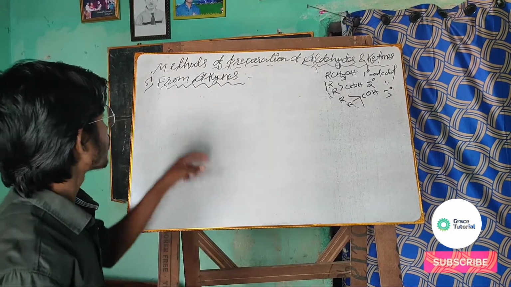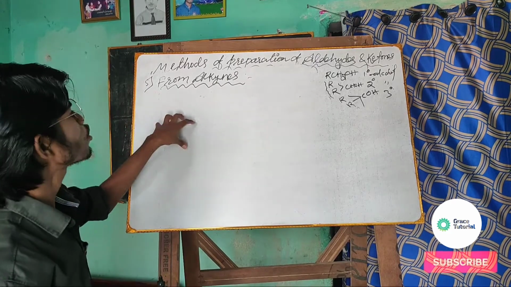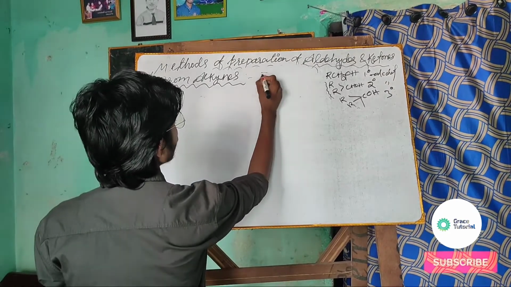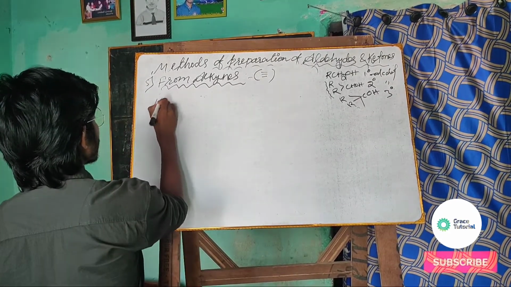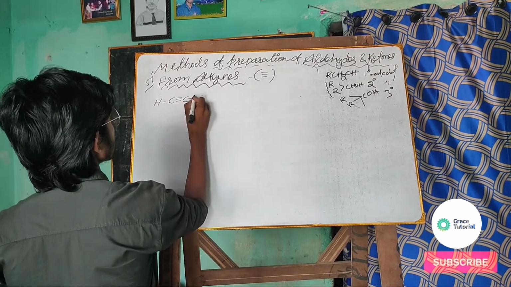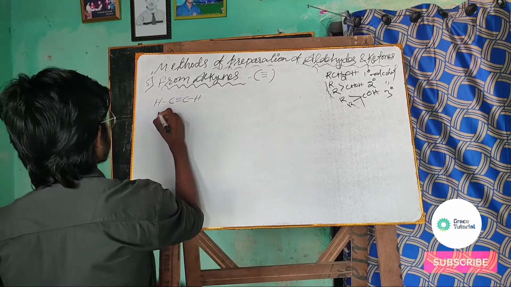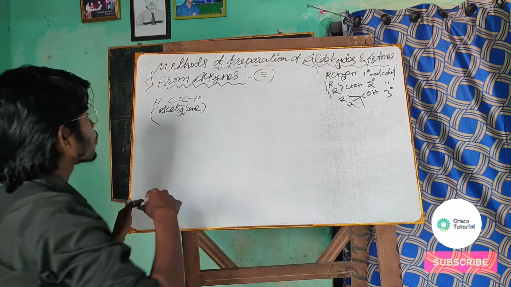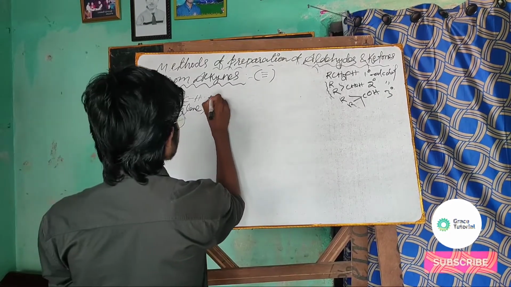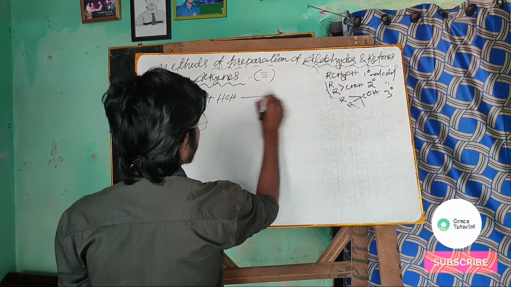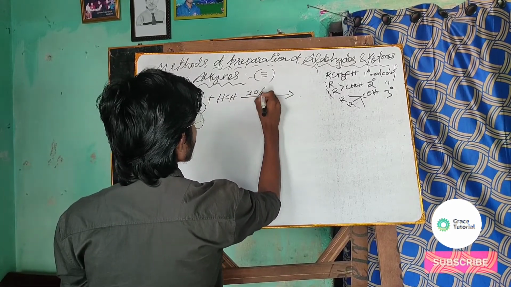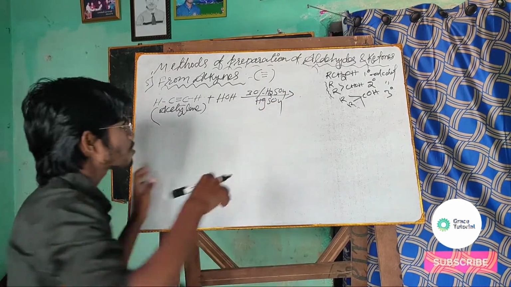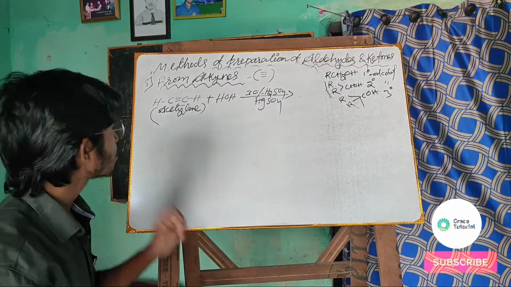Well, now we will prepare the aldehydes and ketones from the fifth method, that is, from alkynes. Alkynes have a triple bond, right? Suppose I have acetylene, or we can say ethyne. And when it reacts with water, H2O, in the presence of 30% sulfuric acid or HgSO4, what happens here?